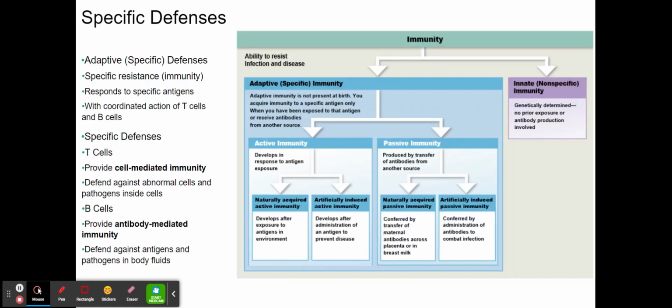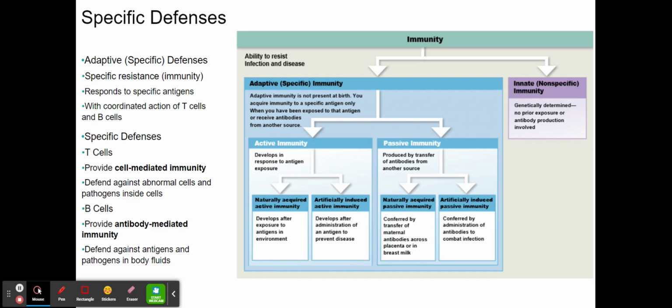Adaptive or specific defenses result from the coordinated activities of T cells and B cells. These cells respond to the presence of specific antigens. In general, T cells bring about cell-mediated immunity, or cellular immunity, which defends against abnormal cells and pathogens inside cells. B cells provide antibody-mediated immunity, or humoral immunity, which defends against antigens and pathogens in body fluid.